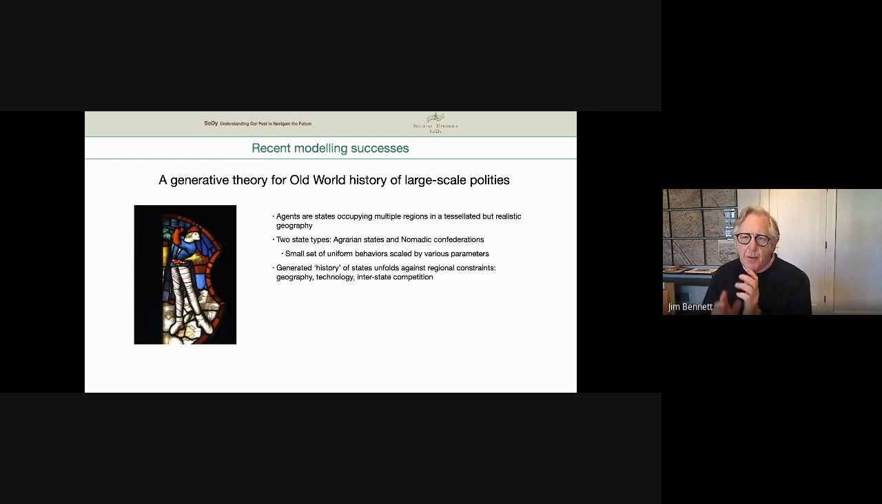And then there were a bunch of constraints about how these states could unfold. There was clearly geography that would limit where the states could actually grow crops, or where nomads could actually roam. We had some technology that was asserted. And of course, most of the interaction was between the states, and that was a lot of war, in particular, between the states that we wanted to track.